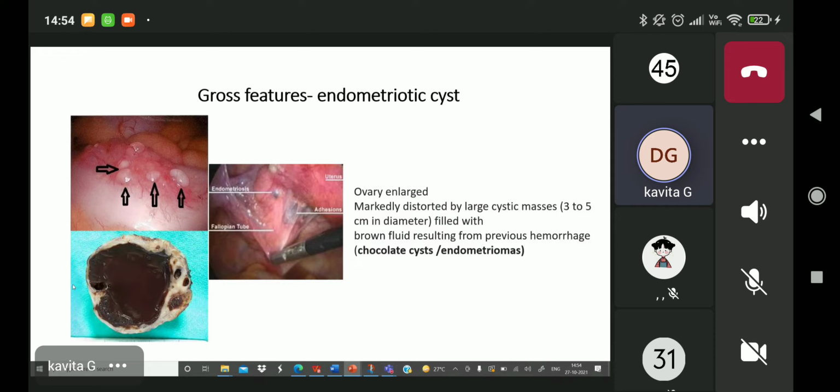The cysts may be varying in size, multiple. It is giving you a chocolatey appearance, and hence the name the chocolate cyst or the endometrioma. It's very chocolatey looking, right?